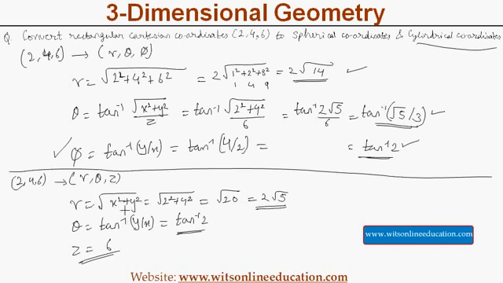So 2 comma 4 comma 6 has coordinates in the spherical coordinate system as 2 square root of 14 comma tan inverse square root of 5 by 3 comma tan inverse 2, and in cylindrical coordinates it has r, theta, z as 2 square root of 5, tan inverse 2 and 6.